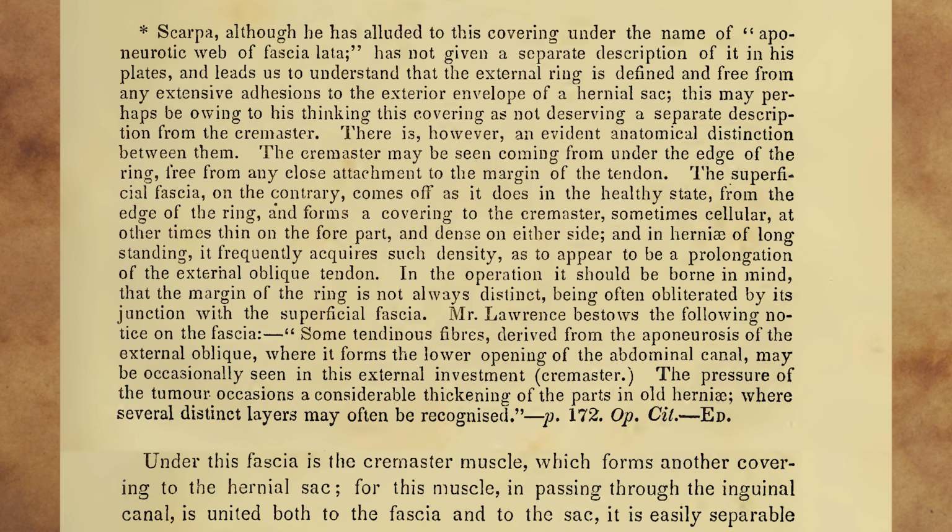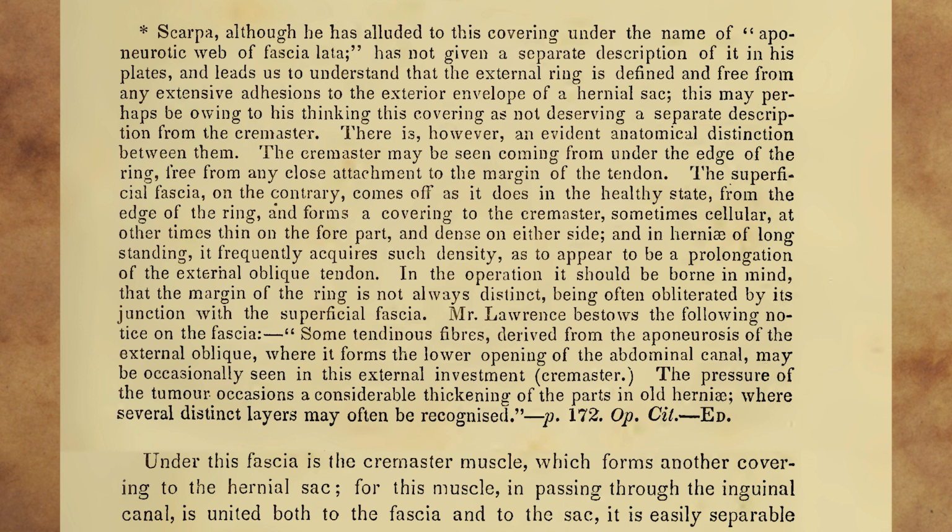Footnote. Scarpa, although he has alluded to this covering under the name of aponeurotic web of fascia lata, has not given a separate description of it in his plates, and leads us to understand that the external ring is defined and free from any extensive adhesions to the exterior envelope of a hernial sac. This may perhaps be owing to his thinking this covering as not deserving a separate description from the Cremaster.